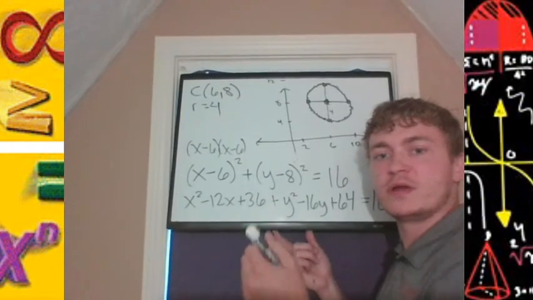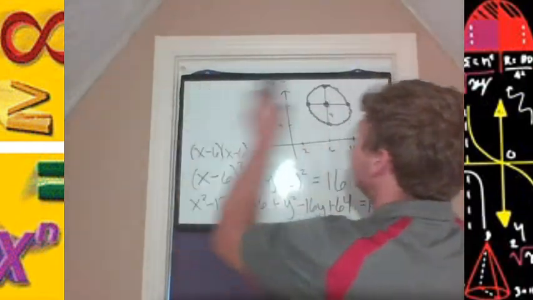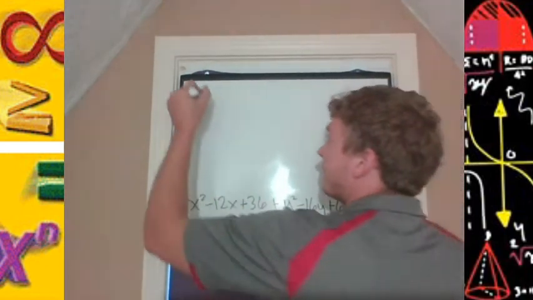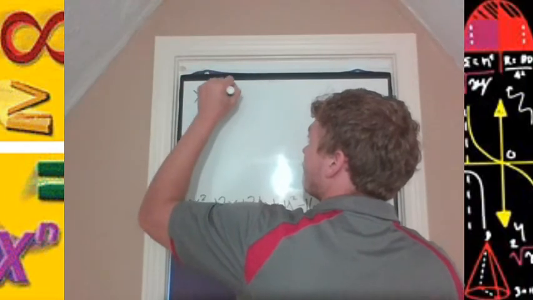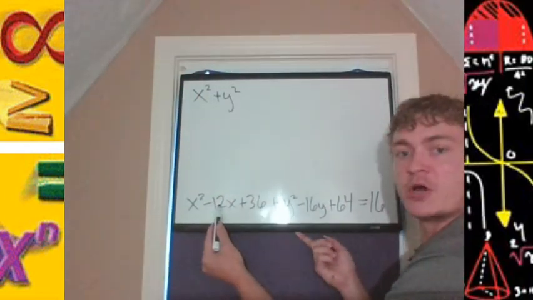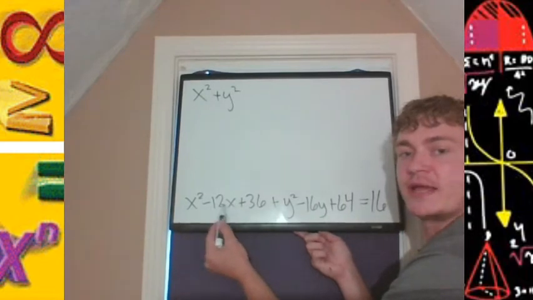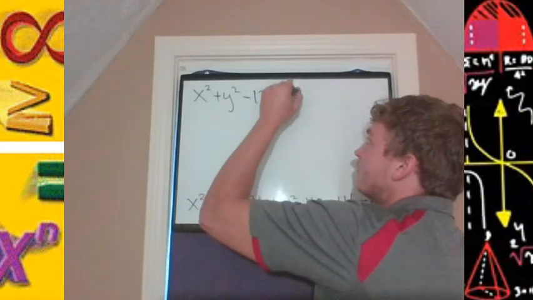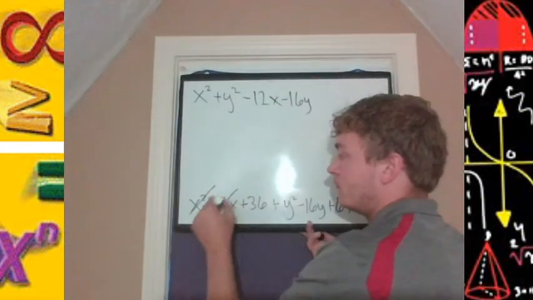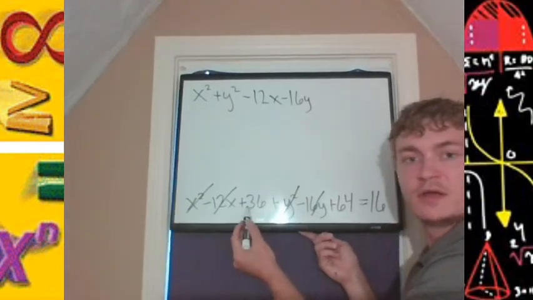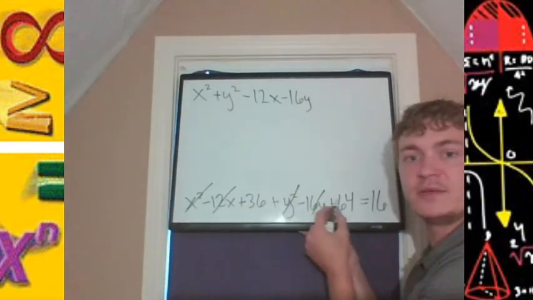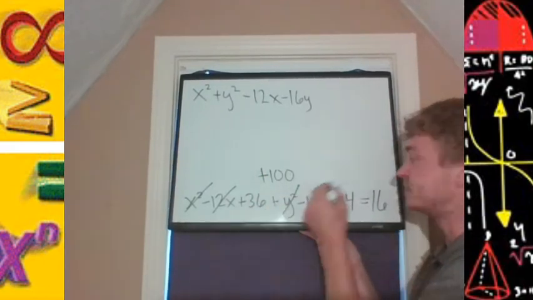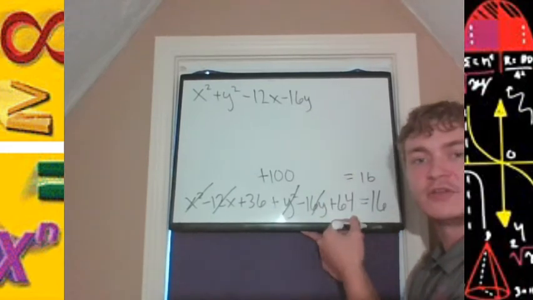So the x squared and the y squared are going to be moved out front, followed by the variable terms, negative 12x, negative 16y. What's left here, the 36 and the 64, which when you add them together gets 100. So there's a 100 left over on the left-hand side, and there's a 16 on the right-hand side.